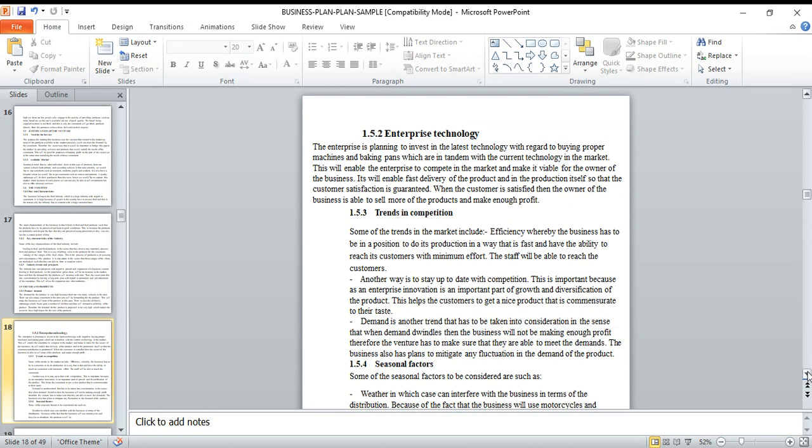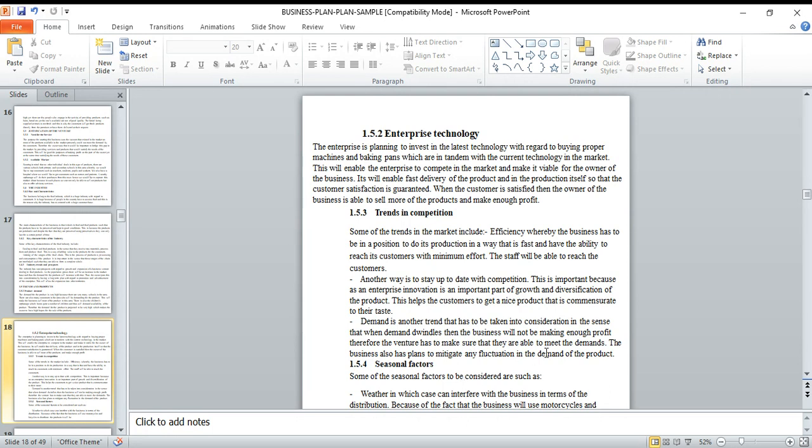Then we also look at the trends in competition. What are the major competitors and what are they doing? So some of the trends in the market include efficiency, where the business has to be in a position to do its production in a way that is fast and have the ability to reach the customers with minimum effort. Another way is to stay up to date with competition. The demand is another trend that has to be taken into consideration.